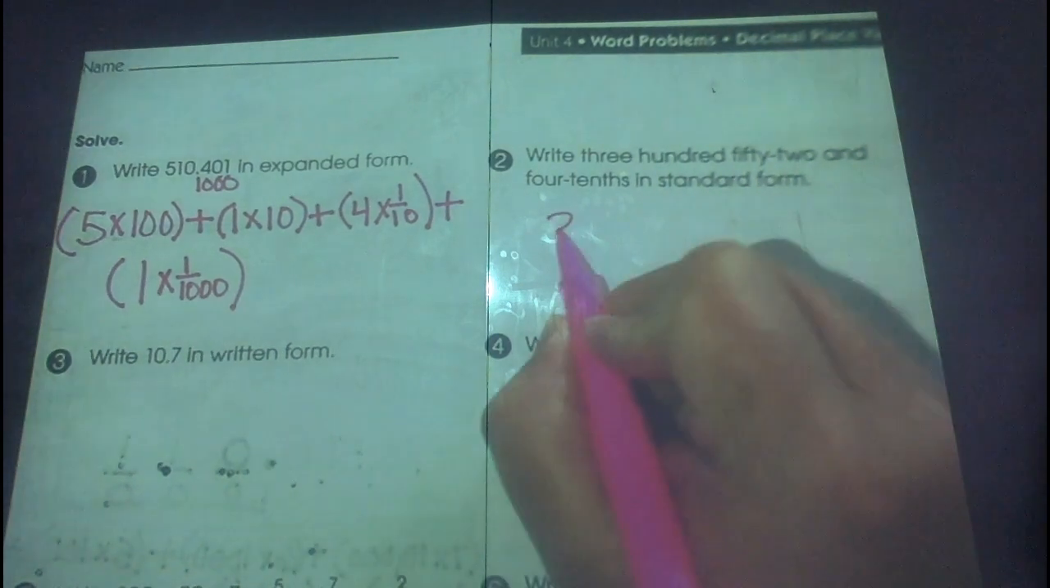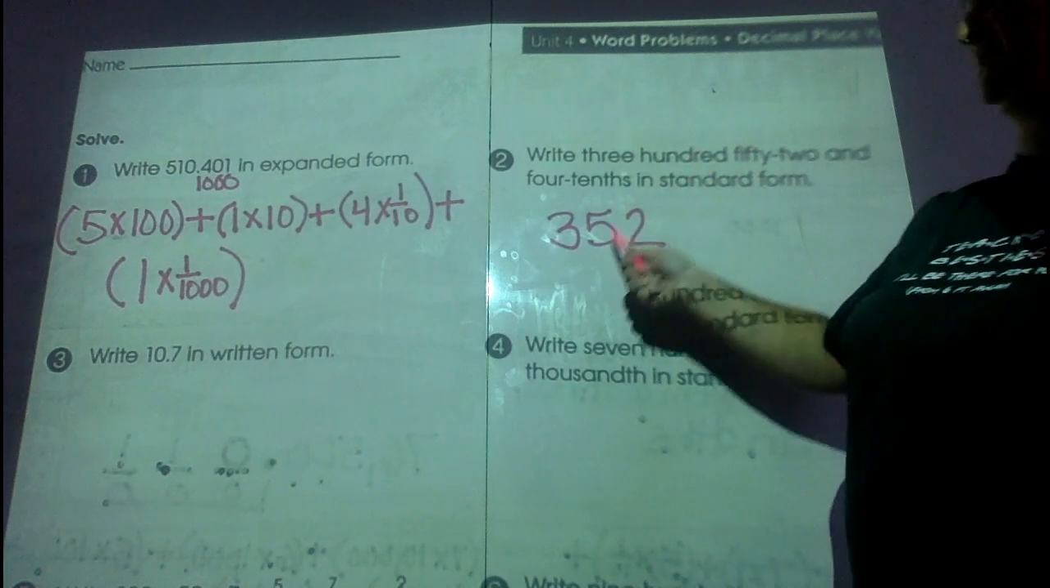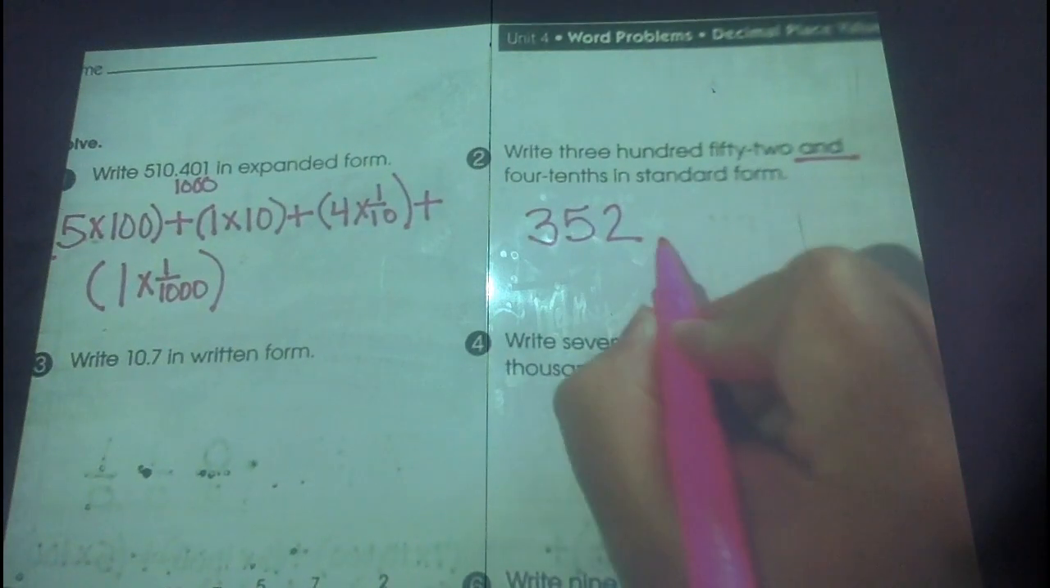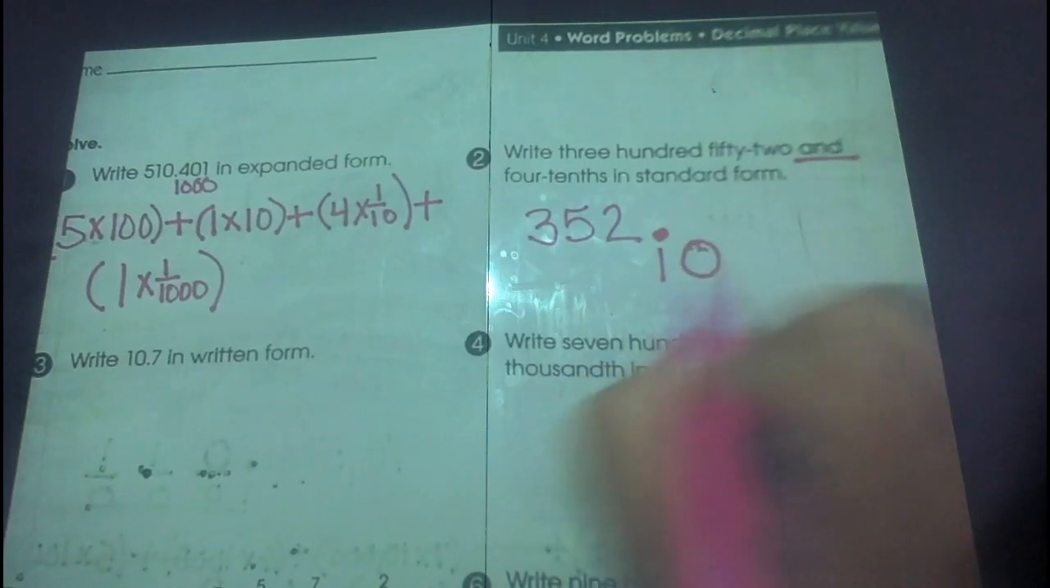Write 352. All right, we know what 352 looks like. 352, we can do that. 300, 3 in the hundreds place. 50, that means 5 tens, and then 2 ones. Now we have our and. So go ahead and put your and. We need 4 tenths. So if we have the tenths place, we're going to put our 4 right there. 352 and 4 tenths. All right, good job, guys.